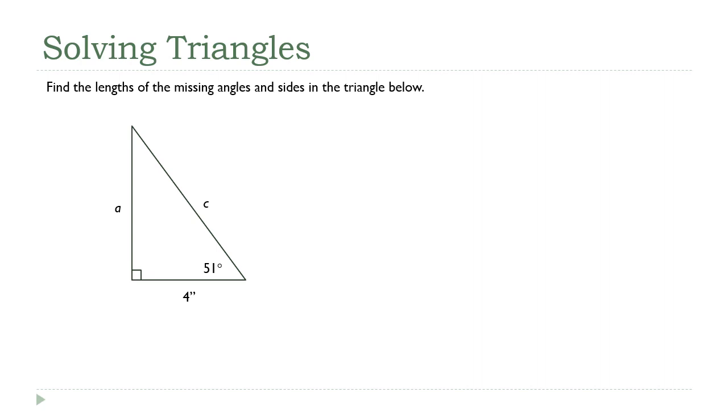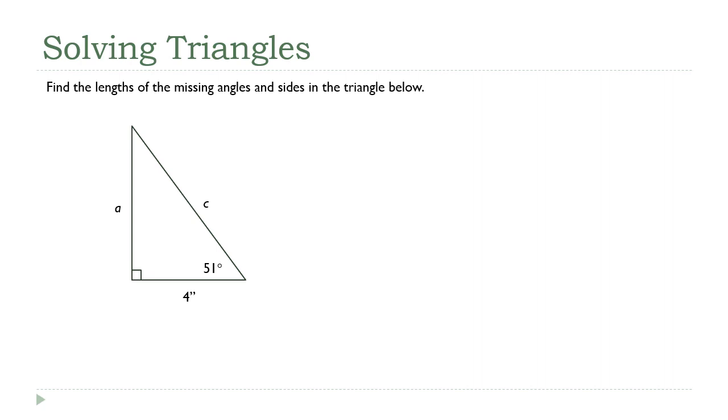Let's take a look at this question. This is an example of what we call solving triangles. That refers to a situation where you're given a triangle and some of its measurements, and you're asked to find the measurements of the missing parts. So here we're given two of the angles. We've got the 90-degree angle, the 51-degree angle, and we're given that 4-inch side. We want to find three other things.